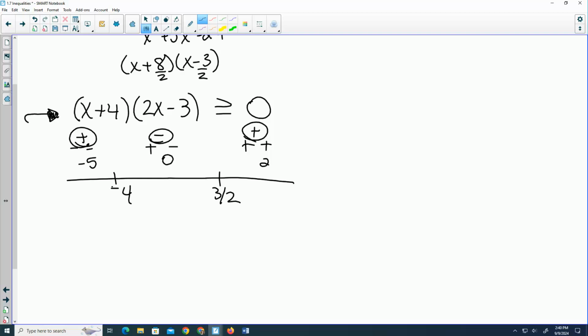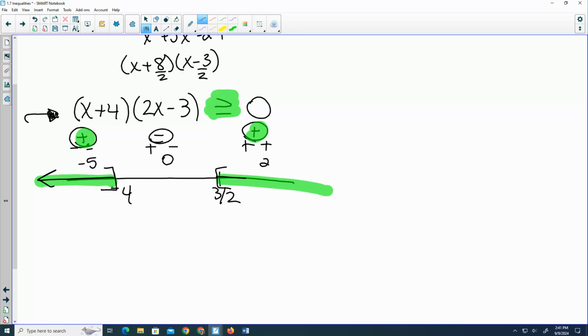So now, for my answer, I have to look back. I wanted greater than or equal to 0. Greater than means positive. So I need this and this because I had 2 positive pieces. Equal to says bracket.